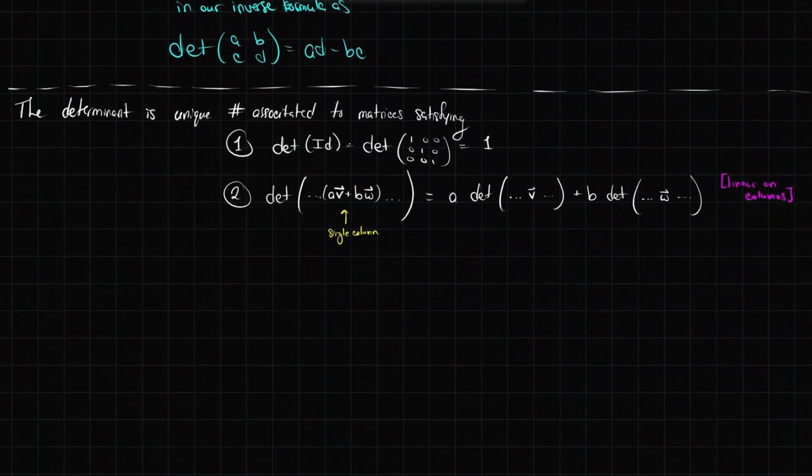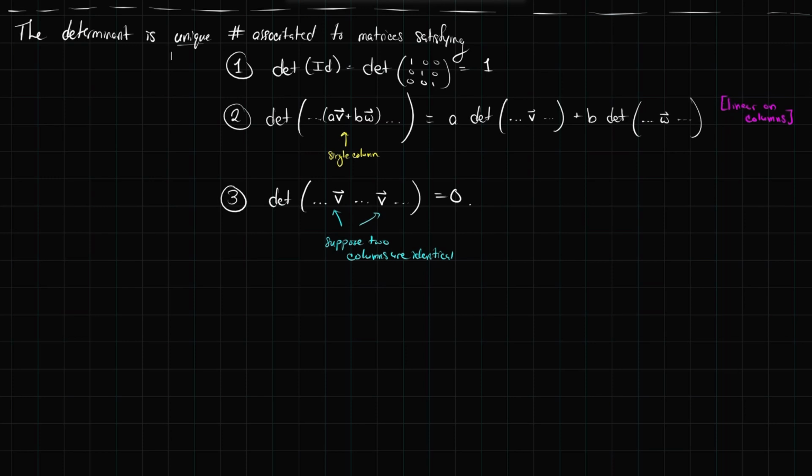And finally, number three, that the determinant of any matrix which contains two identical columns, let's say two columns are identical, then you recover zero. So it turns out there's only one number associated to the collection of all matrices that satisfies all of this, and that's called the determinant. Well, that's really quite vague.